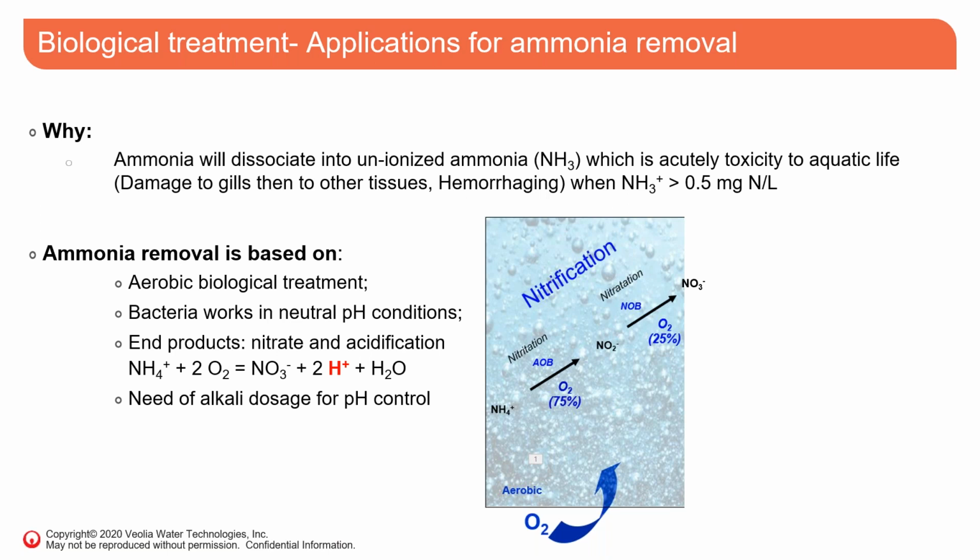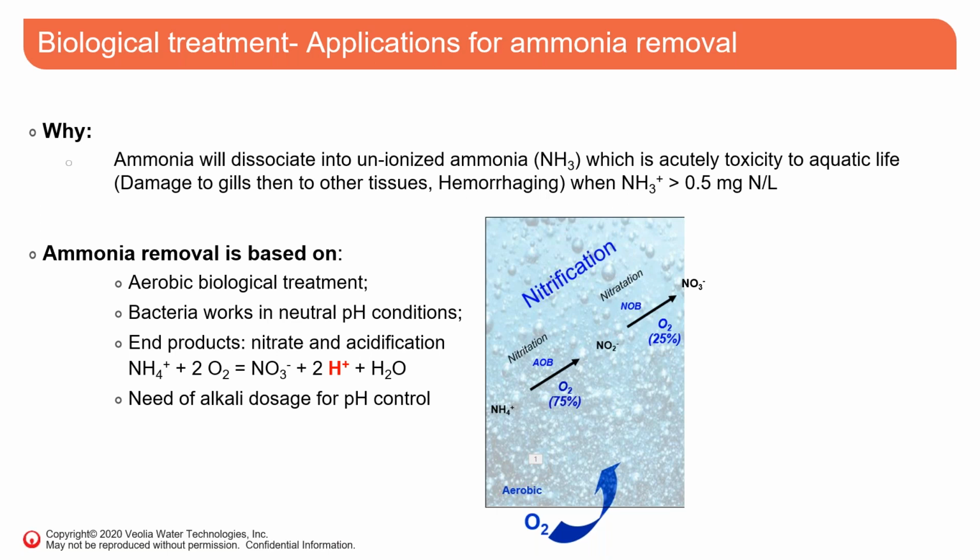Now you need to remove ammonia. Why? Because ammonia dissolves to unionized ammonia, which is acutely toxic to aquatic life, to both fishes and invertebrates. So you really need to make sure this unionized ammonia concentration is not high. You can control it slightly with pH, but most of the time, at the ammonia concentrations you have, you have to remove your ammonia beforehand. So ammonia removal is based on an aerobic biological treatment in neutral conditions.